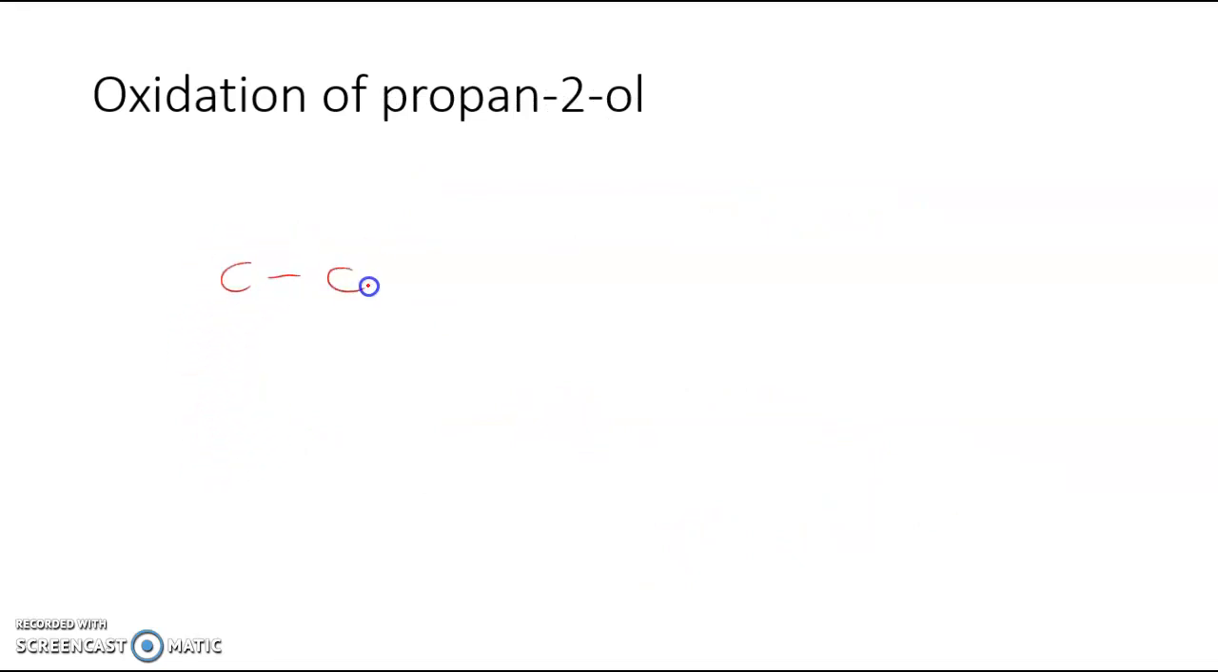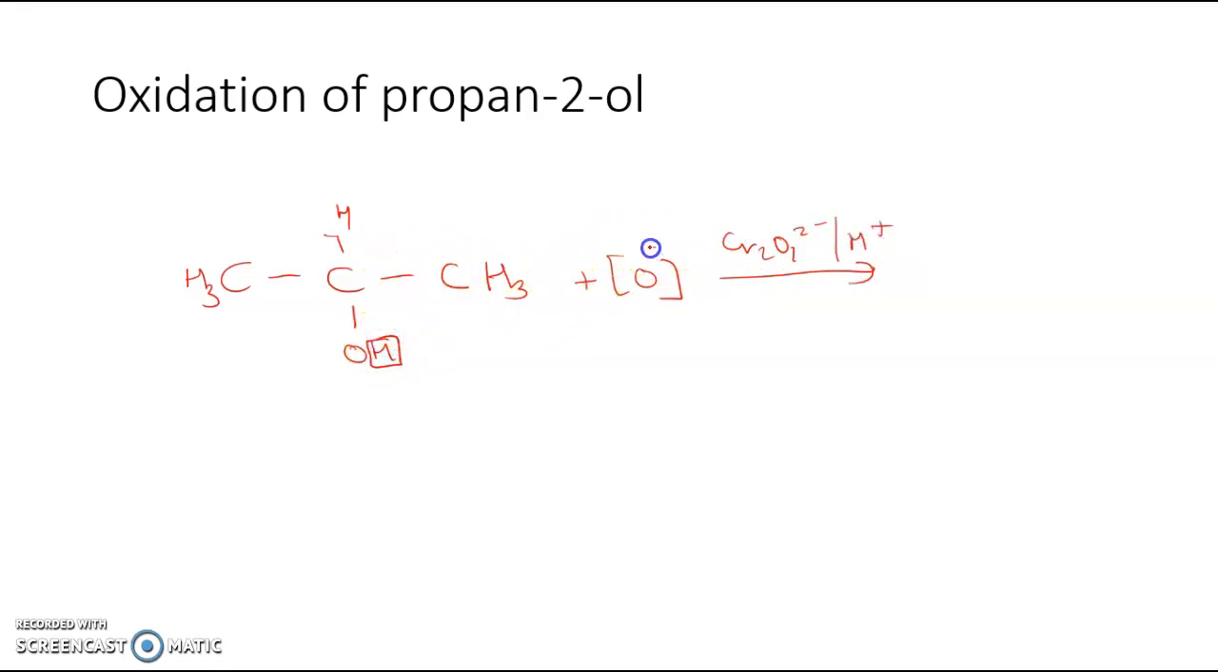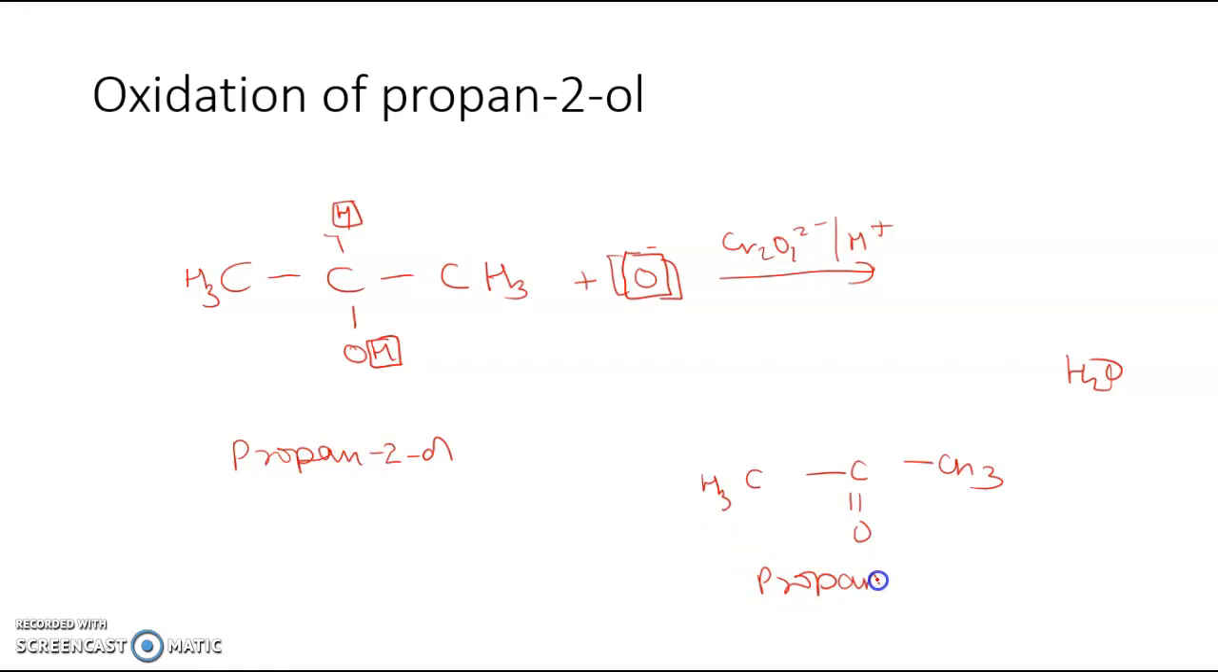So if we look into propan-2-ol, propan means 3 carbons, 2 is here, second position. So now we've got that undergoing oxidation. So if I put Cr2O7 2 minus in presence of H plus, same as before, 1 H from here, 1 H from oxygen from here. So I've got H2O removed, and what is left is CH3 C double bond O CH3. So that was propan-2-ol, and that becomes propanone, which is a ketone.